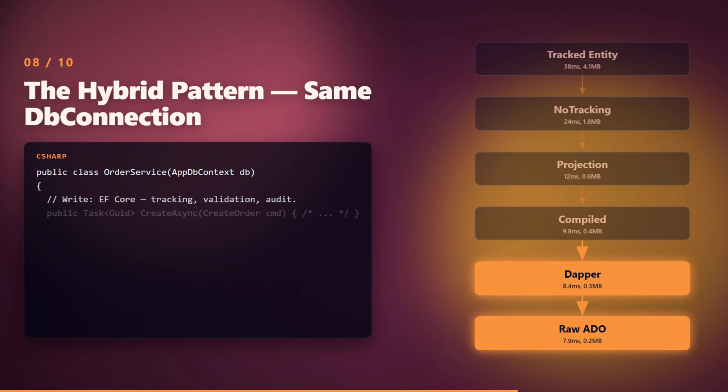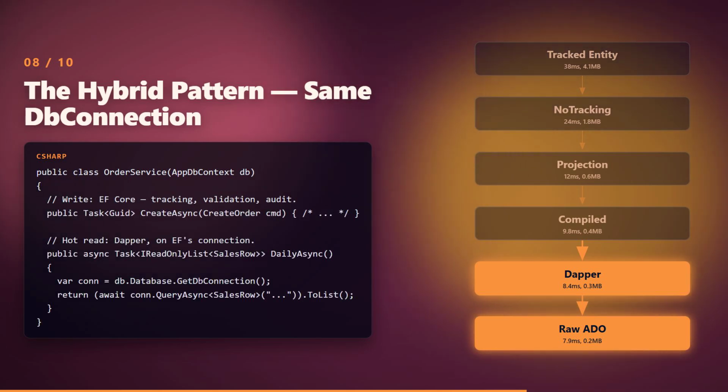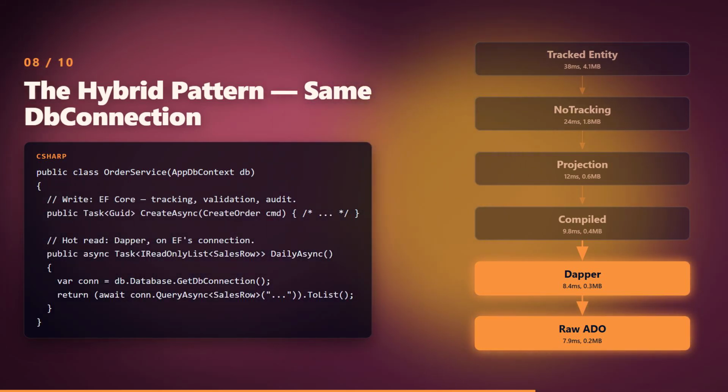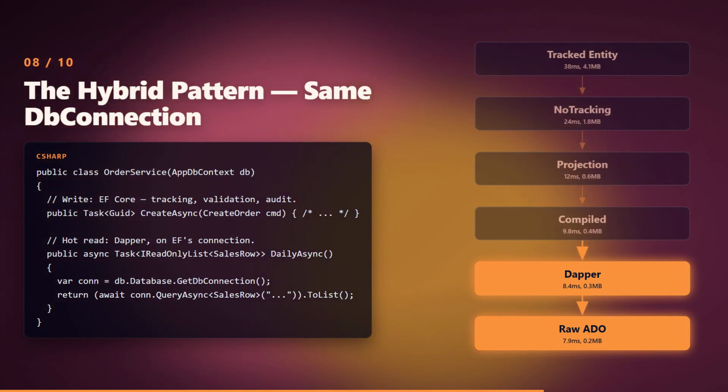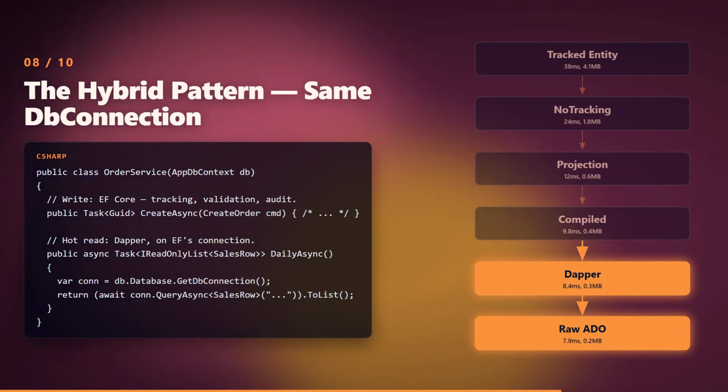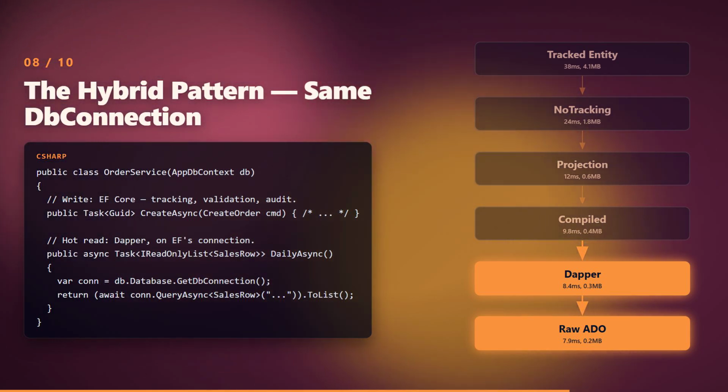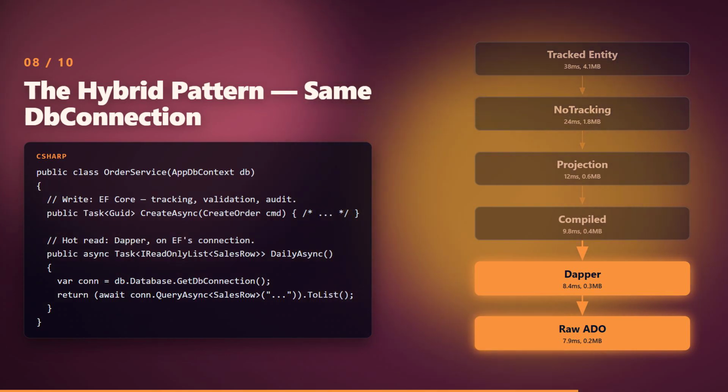You do not have to pick one. EF Core and Dapper share the same DbConnection. EF for writes and most reads. Dapper for the 10% of queries where every millisecond matters. This is what most production .NET in 2026 actually looks like.